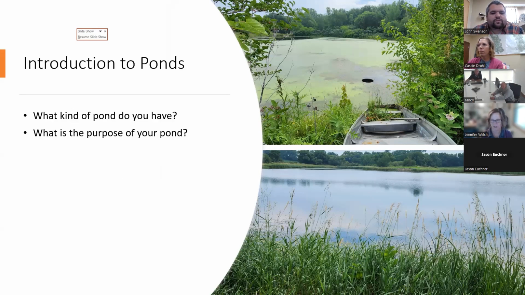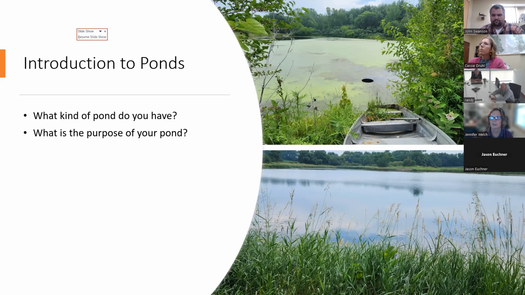So I'm going to get started here with an introduction to ponds, because as we move forward in this workshop, we're going to get into a lot of different topics, and we want to make sure that you have an introduction, and that if we use some terminology about the ponds, that you're right on track with what we're talking about and what we mean.